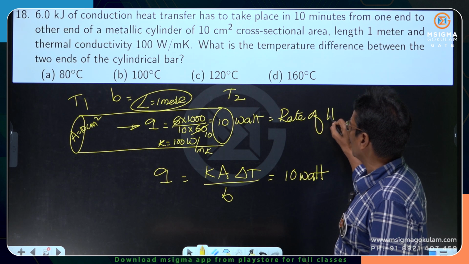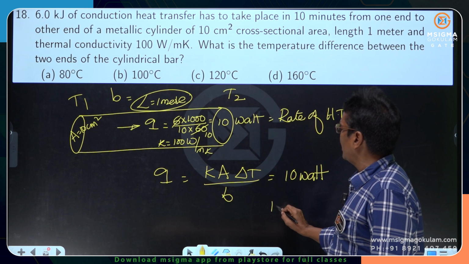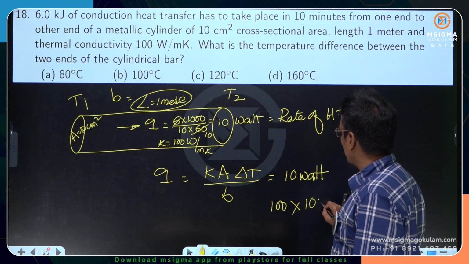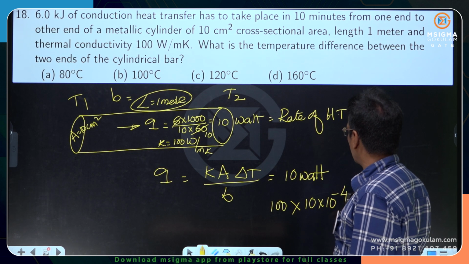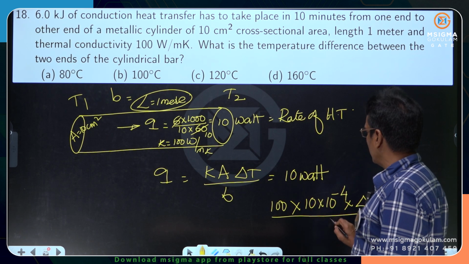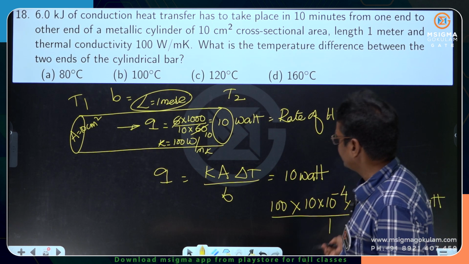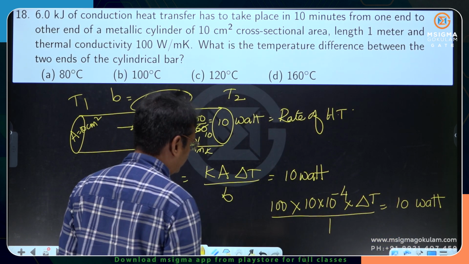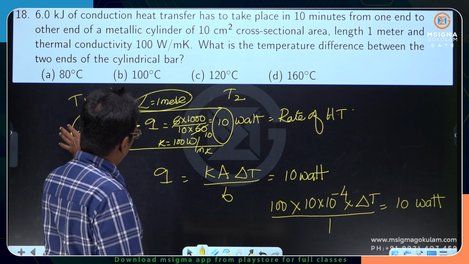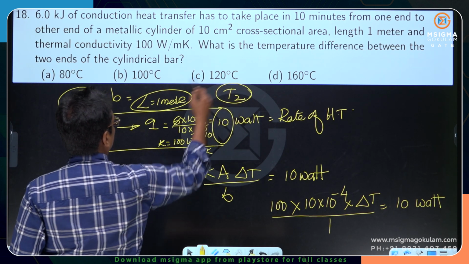Write the Fourier law, Ka delta T. We require the delta T. K is given 100, into area is given as 10 centimeter square, 10 into 10 power minus 4 because you have to convert into meter square, divided by B is 1 meter, is equal to 10. So you will get the delta T. Simple question. B is 1 meter. The length of the cylinder itself is the thickness. Delta T is T1 minus T2.